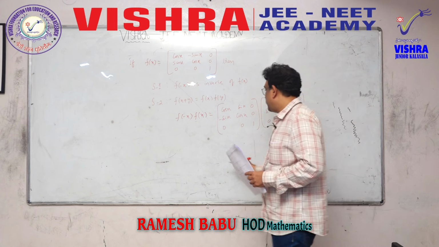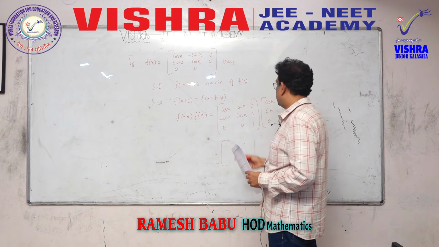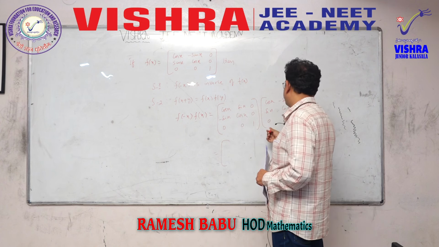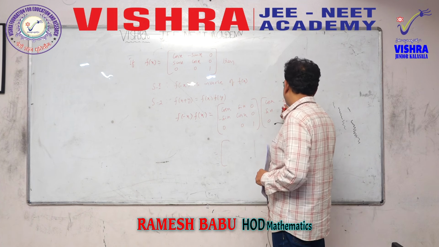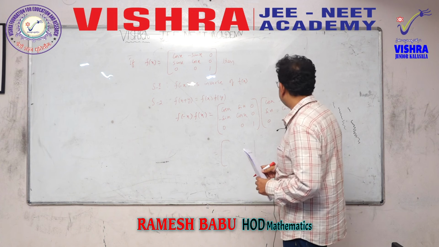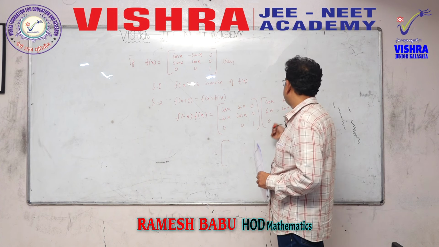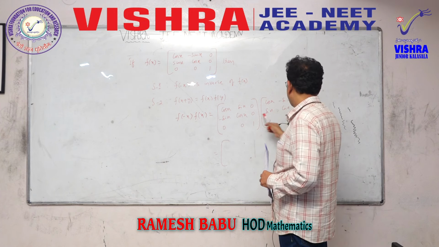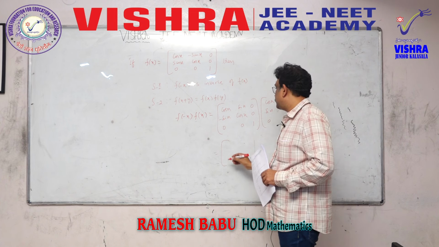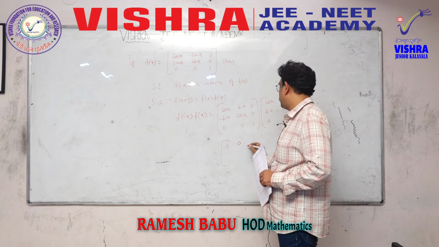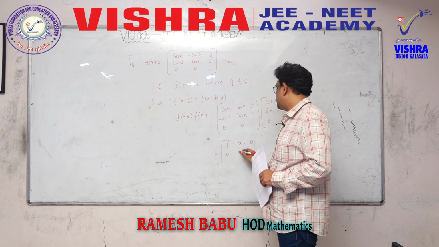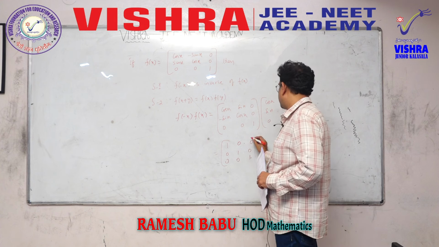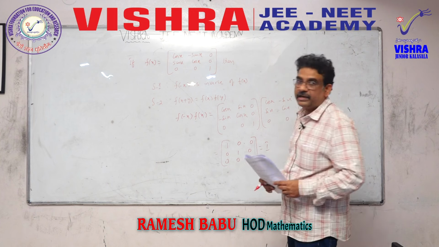Now multiply these two. We get cos x into cos x, that is cos square x, plus sin x into sin x, sin square x, plus 0, that is 1. Then cos x into minus sin x minus cos x into sin x, plus sin x into cos x, plus 0, and again 0 plus 0, 0. So we get here first row 1, 0, 0. Second row 0, 1, 0. Third row 0, 0, 1. So this is equal to I, the identity matrix.